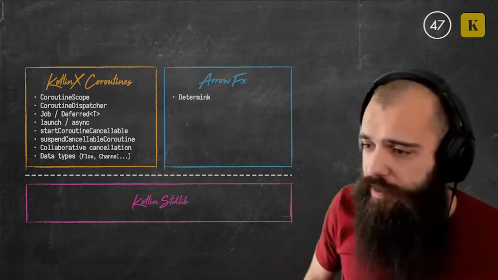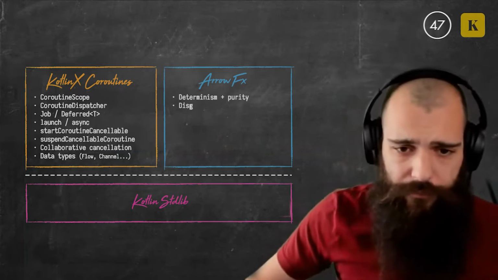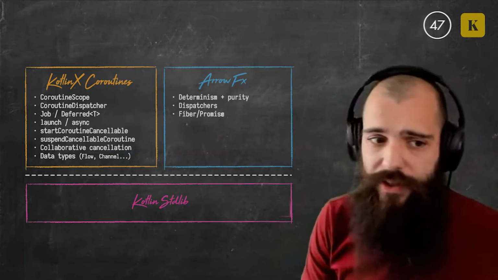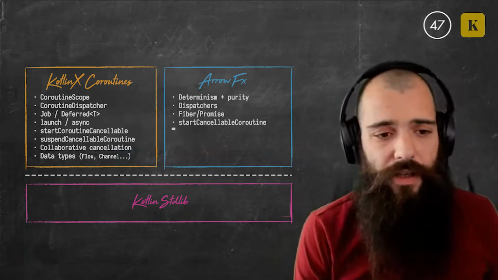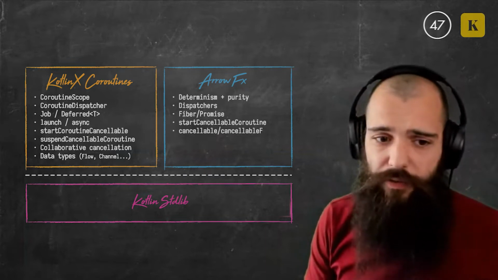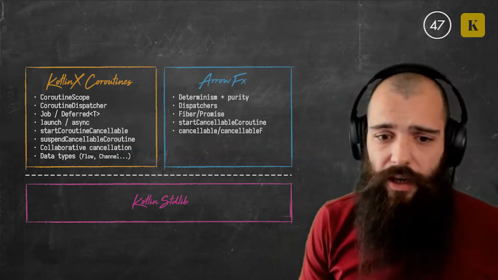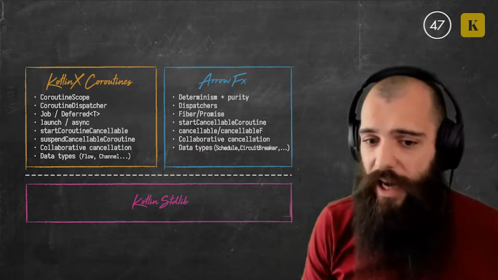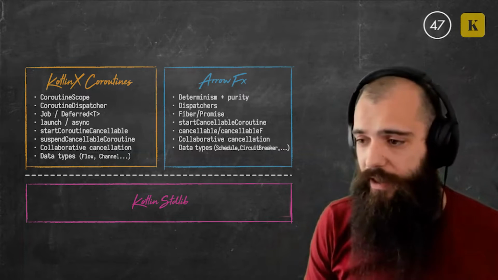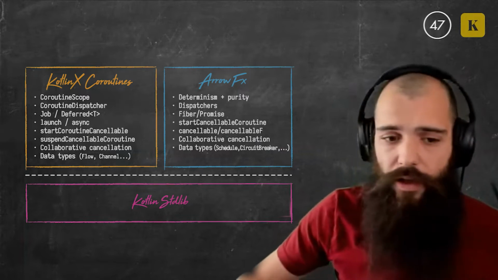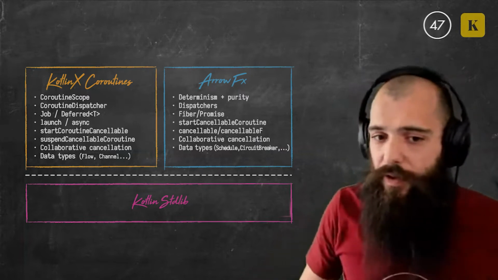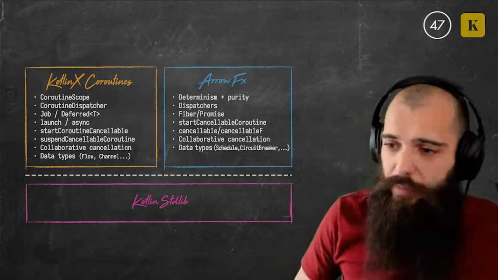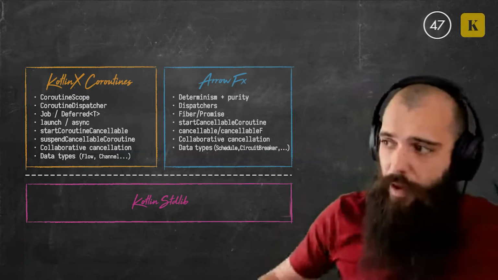And the Arrow FX coroutines library is also built on top of the Kotlin standard library coroutine system. It has APIs for doing functional effectful programming in Kotlin in an idiomatic suspended style, with the same semantics as Arrow's I/O, including cancellation. It also exposes several types such as schedule, circuit breaker, and all your favorite data types that you might be familiar with today from Arrow FX.